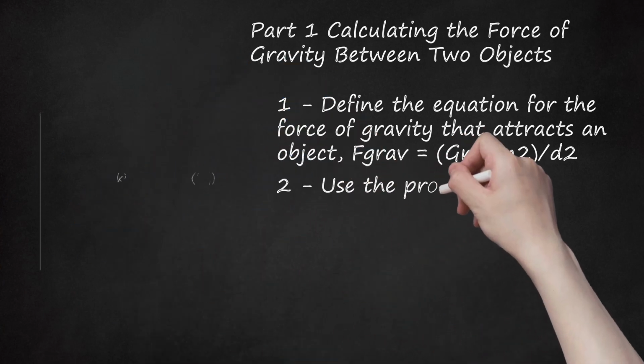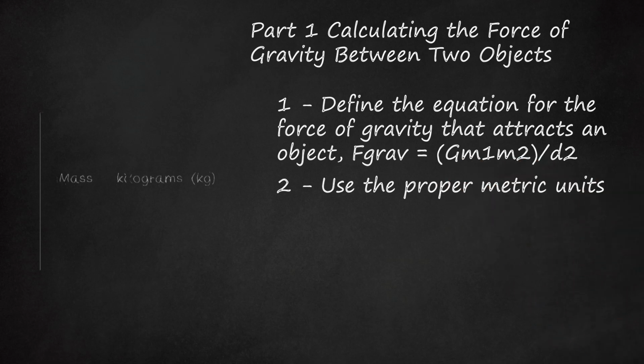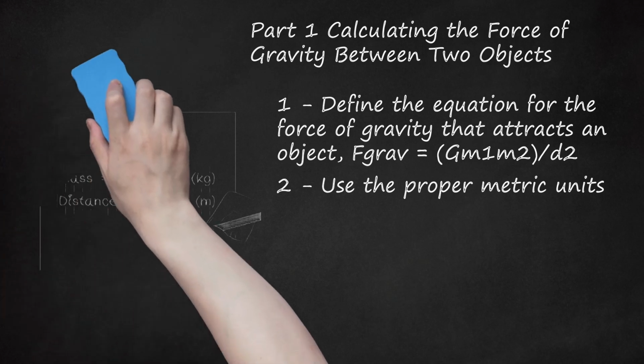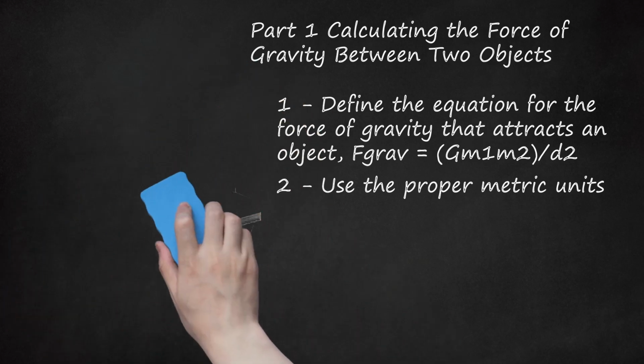2. Use the proper metric units. For this particular equation, you must use metric units. The masses of objects need to be in kilograms, kg, and the distance needs to be in meters, m. You must convert to these units before continuing with the calculation.